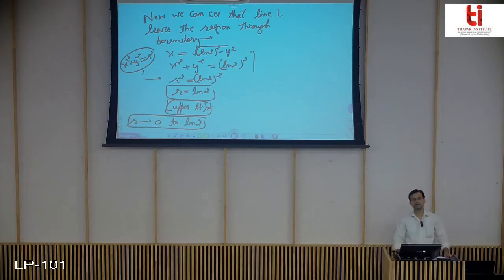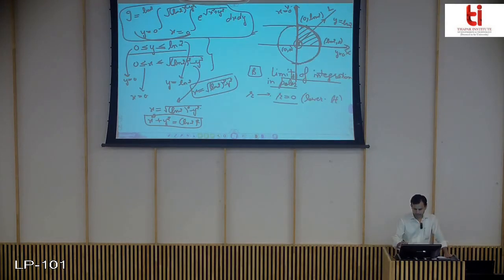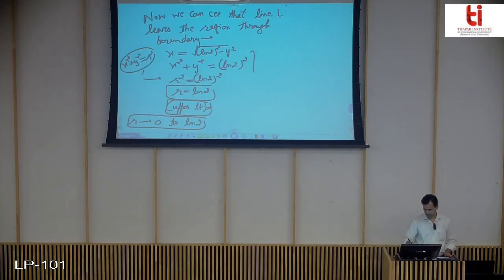So r varies from 0 to ln2. Here this boundary is basically r equals ln2, and you know very well r equals a represents a circle of radius a, and here r equals ln2 is simply representing a circle of radius ln2, with the center at the origin, the pole. Now coming to the limits of integration of theta.